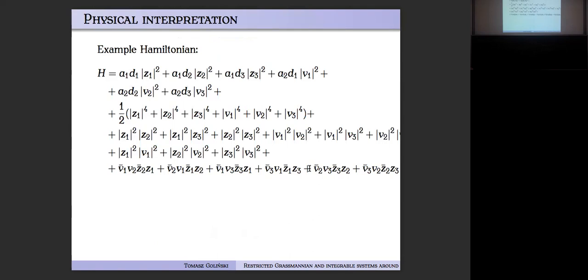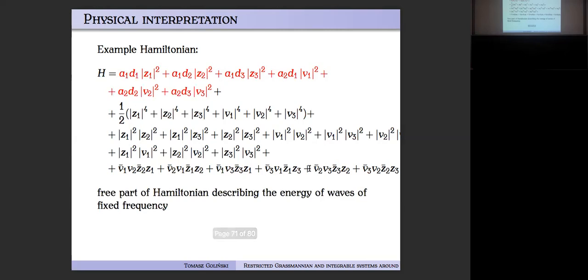We have several phases of light which are interacting with a nonlinear system in some way, and there are terms of various kinds here in the Hamiltonian. Not all of them fit in my presentation, but it doesn't matter. It's important to have several kinds of terms. This first type of Hamiltonian is just the free energy of the electromagnetic radiation, so the energy of the waves at a fixed frequency, which is those coefficients. So it's the easiest part.